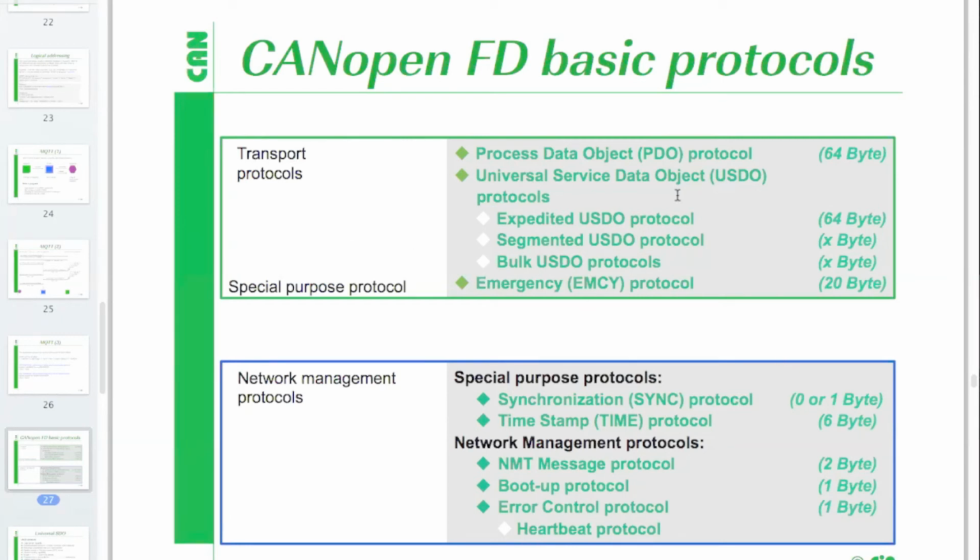Most of those are transport protocols that gain advantages from this 64 data bytes. Most of those, we are talking about the universal service data objects. The others are of less relevance, maybe emergency plays also a role. But from the perspective of quicker exchange of data, the process data object is of relevance as well. But they both, the first and the third, process data and emergency, remain almost the same. The universal service data object doesn't exist in CANopen.